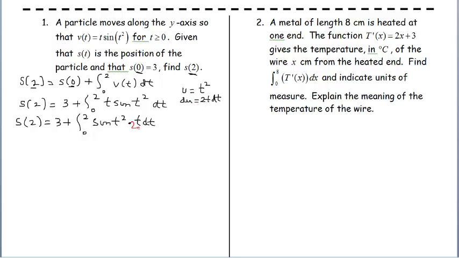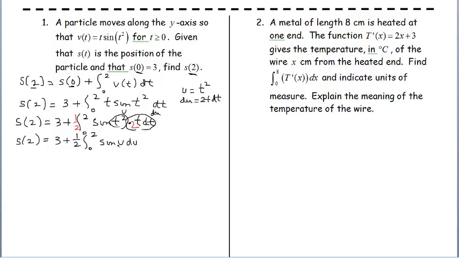I need to bring in a 2 to replace all of this with du, and then I need the 1/2 out here. So this gets replaced with u, and all of this is du. Now we've uncomplicated that complicated integrand, and we know that the antiderivative for sine u is going to be negative cosine u.